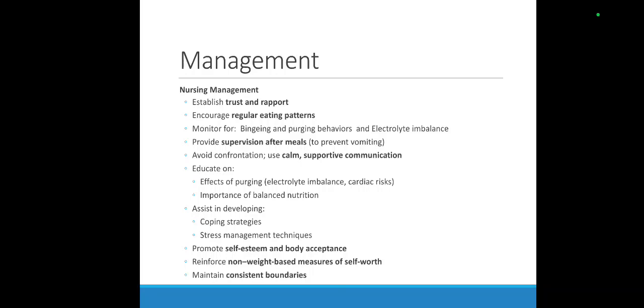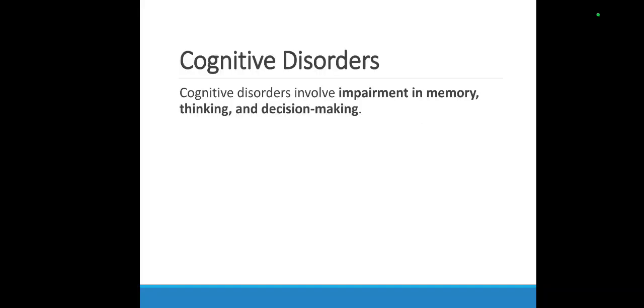And then we have importance of balanced nutrition. Assist in developing coping strategies and stress management techniques. Promote self-esteem and body acceptance. Reinforce non-weight based measures of self-worth, and maintain consistent boundaries. Okay, so now let's talk about cognitive disorders. Again, these types of disorders involve impairment in memory, thinking, and decision making.